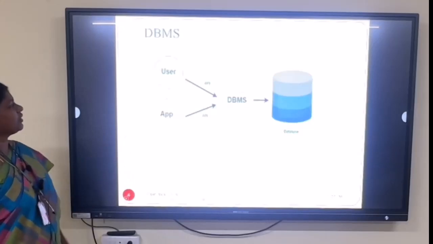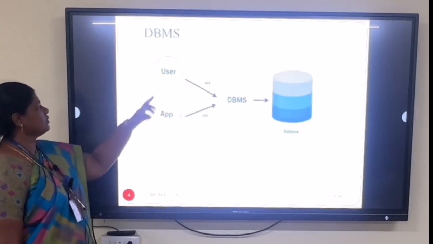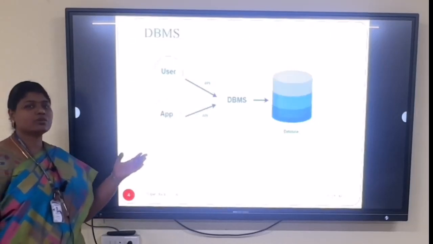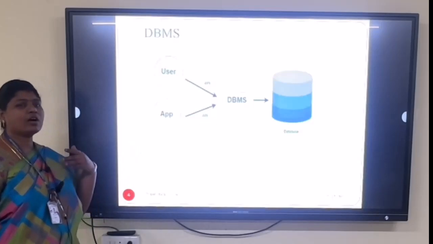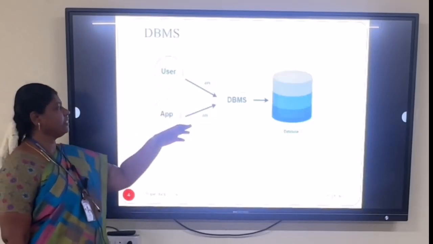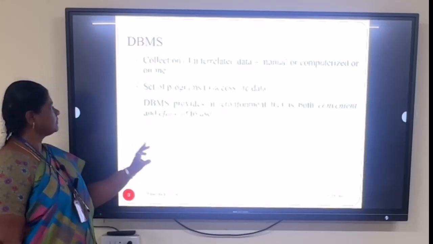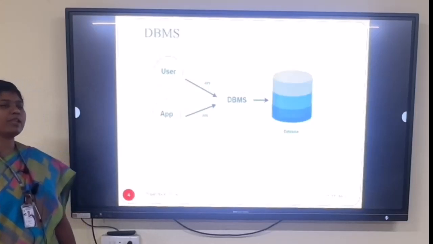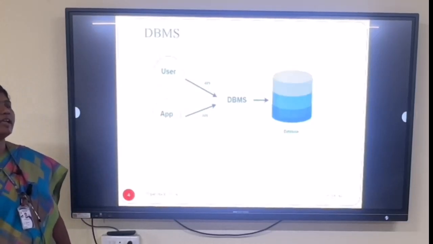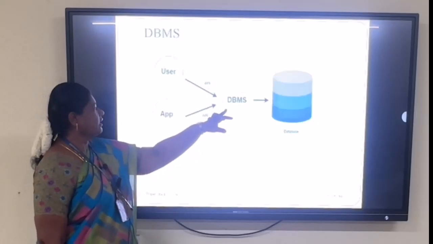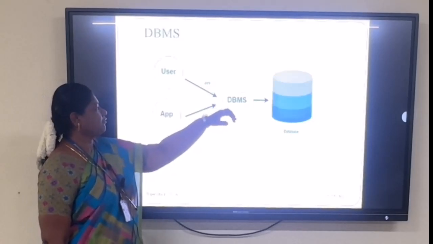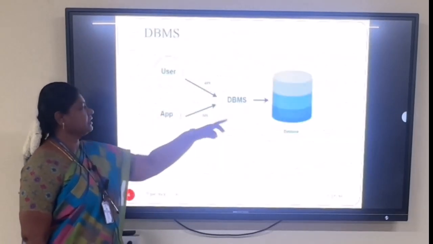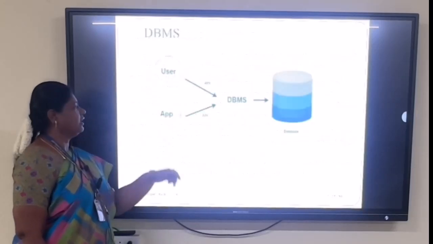So this is a pictorial representation of DBMS. This is the user and this is the application. For example, we can take our mobile phone. We have n number of applications and we are the user, and it is connected to the DBMS with the help of the application programming interface, which is a bridge between the application and the database. So here you can see the application programming interface is connected with the DBMS, and this DBMS is connected to the database.